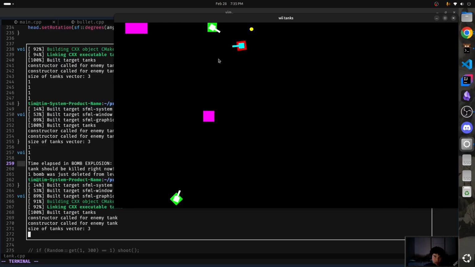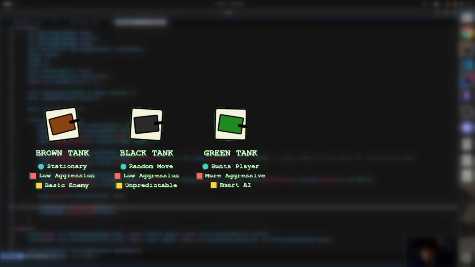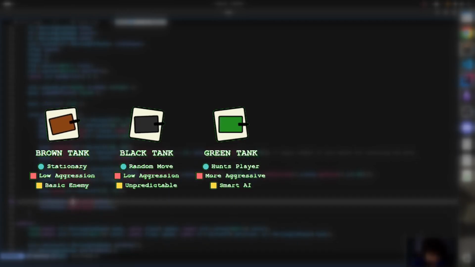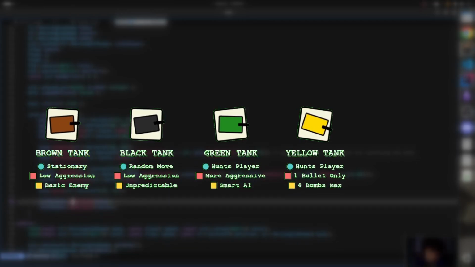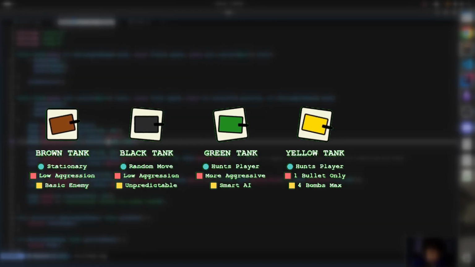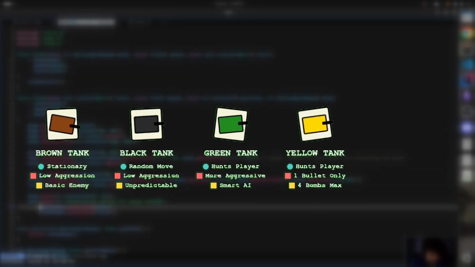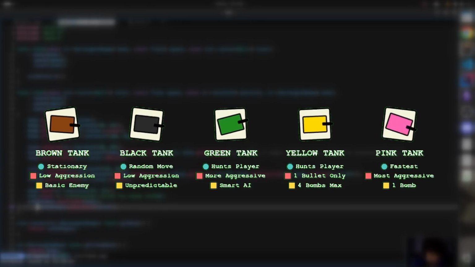Moving on to the specific tanks, we have the brown tank, which doesn't move and is the least aggressive, the black tank, which moves randomly and is equally as aggressive as the brown tank, the green tank, which moves towards the player and is more aggressive, the yellow tank, which only has one bullet but can lay 4 bombs and always aggressively moves towards the player, and finally the pink tank, which is the fastest and most aggressive and also has a bomb.